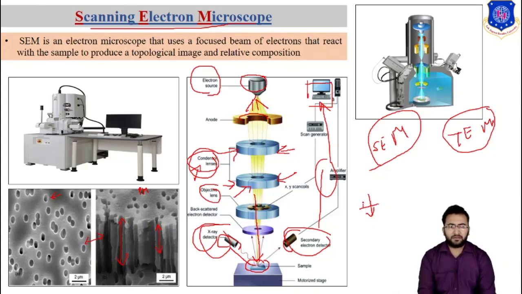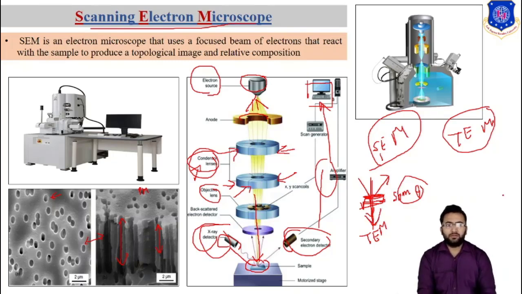Let's consider this is one sample, or specimen, or our membrane. If we want to characterize this membrane, in TEM the electron passes through the membrane, whereas in SEM the electron is just scattered on the surface and rejected. So in SEM we are just scanning the surface of the membrane, whereas in TEM the electron passes through the membrane. This is the basic difference between TEM and SEM.